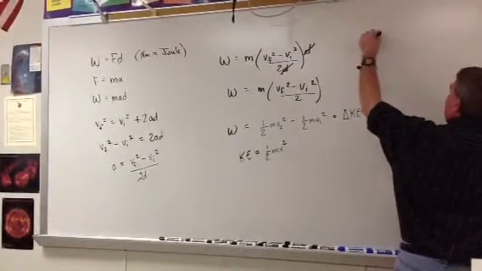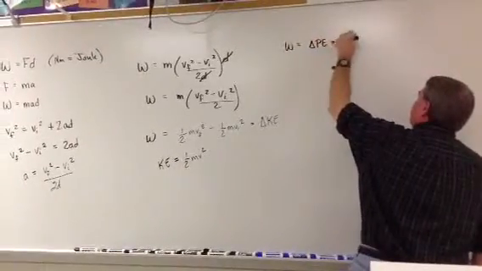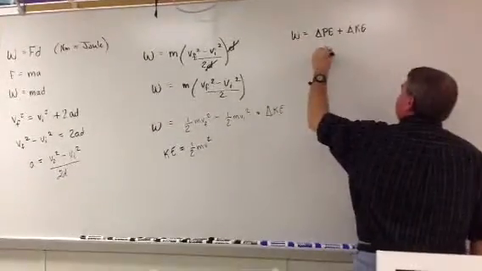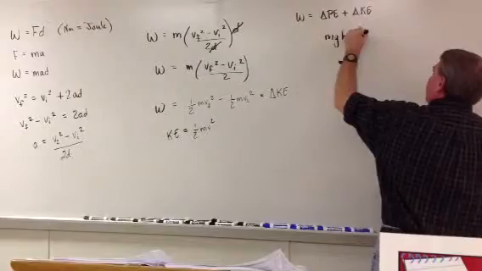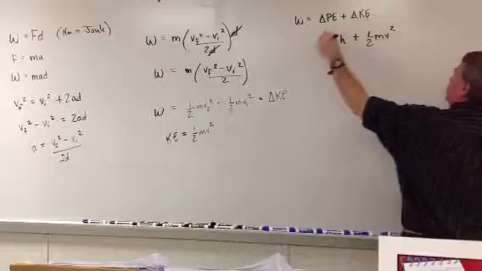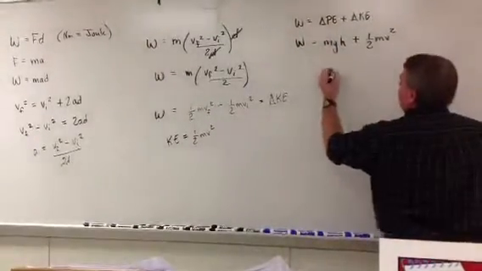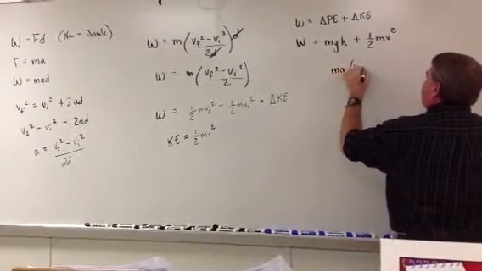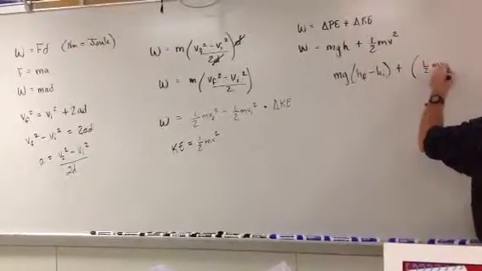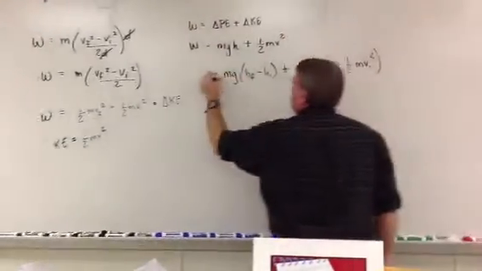Now work is also equal to the change in the potential energy plus the change in the kinetic energy. And potential energy is equal to mass times gravity times height, and the basic equation for kinetic energy is 1/2 mv squared. And if we include the change of these, you could rewrite this as mg times height final minus height initial plus 1/2 mvf squared minus 1/2 mvi squared. And that's equal to work.